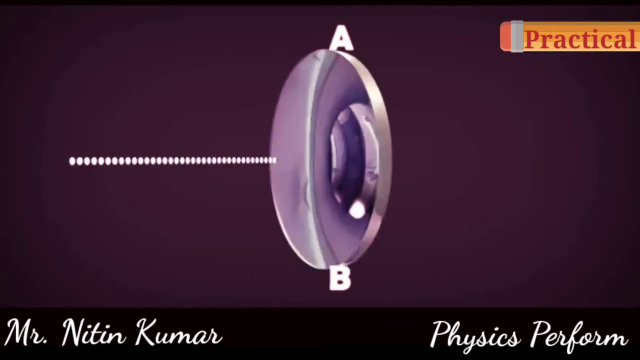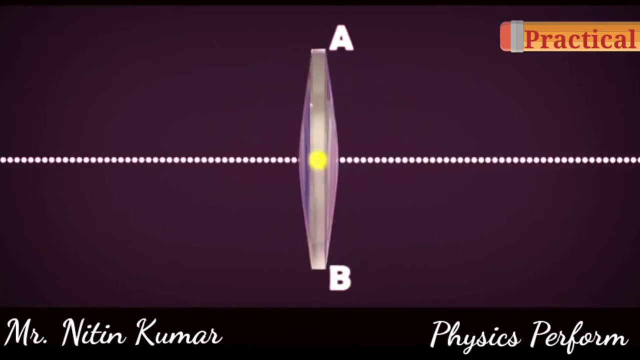When a ray of light passing through a particular point on the principal axis goes undeviated, this point is called optical center, and this is represented by O.